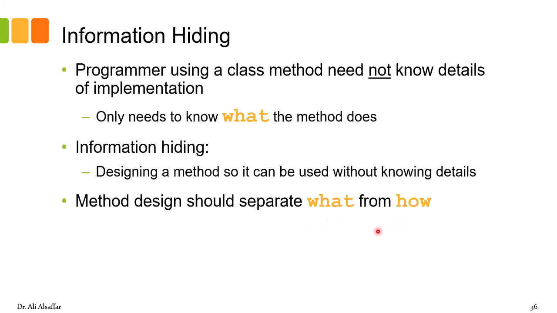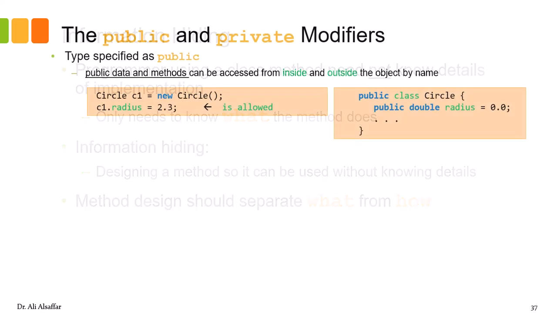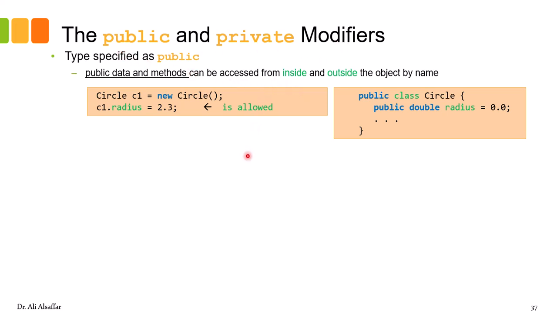Of course, if you are the designer of the class, you have to implement how the method works. But if you are the programmer using the class and you want to use the methods, then you don't need to know how; you need to know what the method is doing. Now, the public and private modifiers: you have already seen examples of the difference between public and private. Here we go into some examples theoretically.